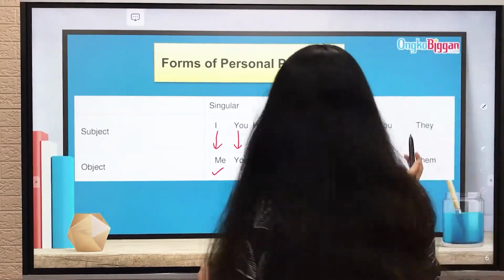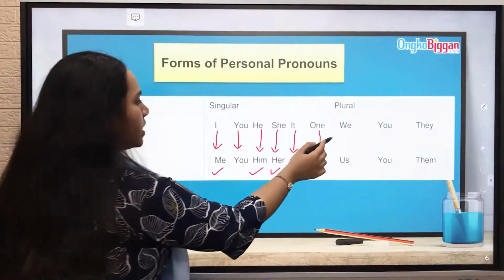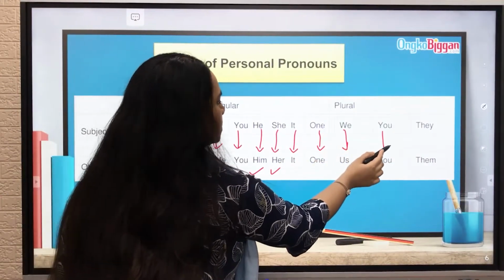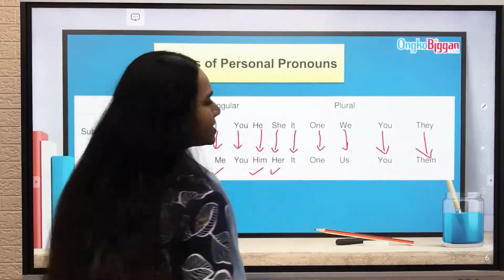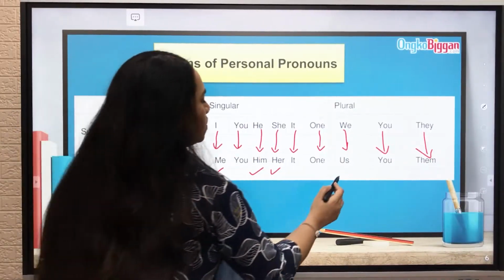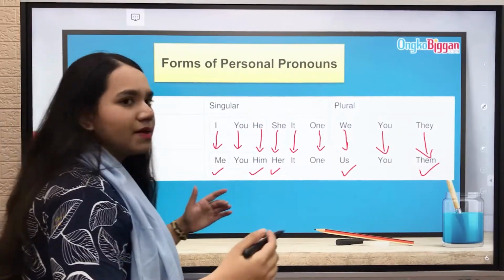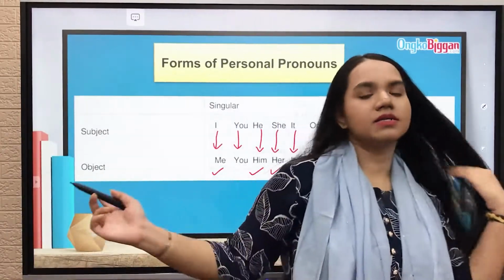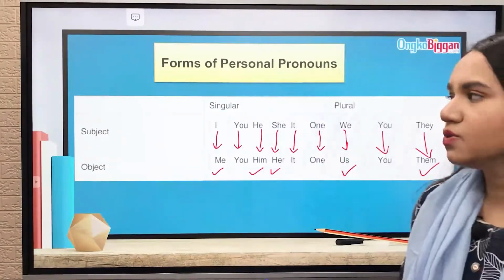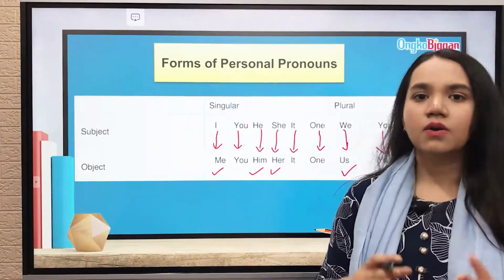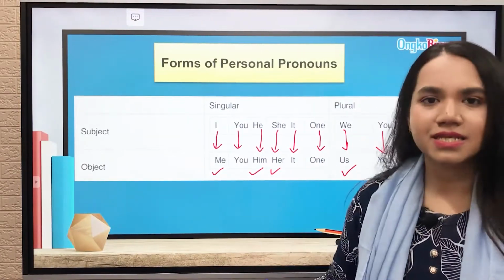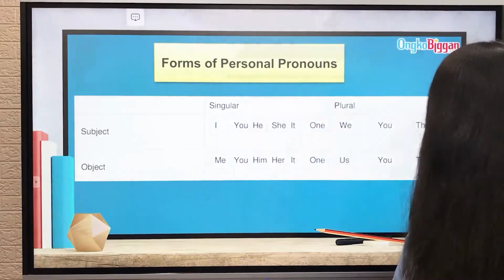In the plural forms we see that we will turn to us. You will be you. They will be them. Once again we see that there are two words that actually change while moving from the subject to the object. So here is the list that you must remember while you are doing the lessons for your pronouns, okay?